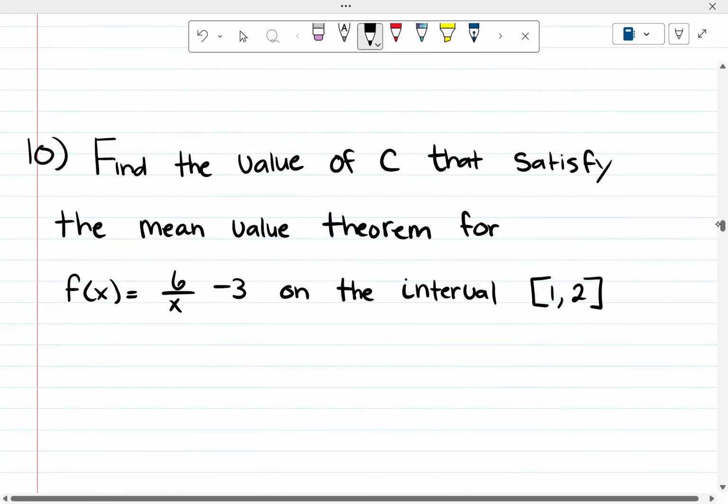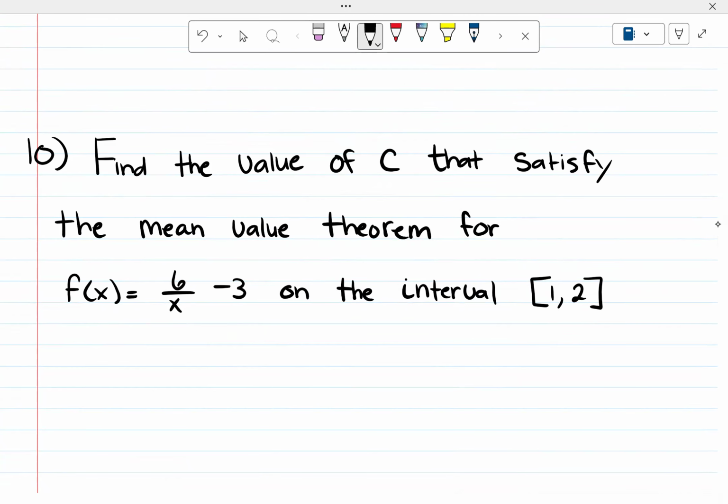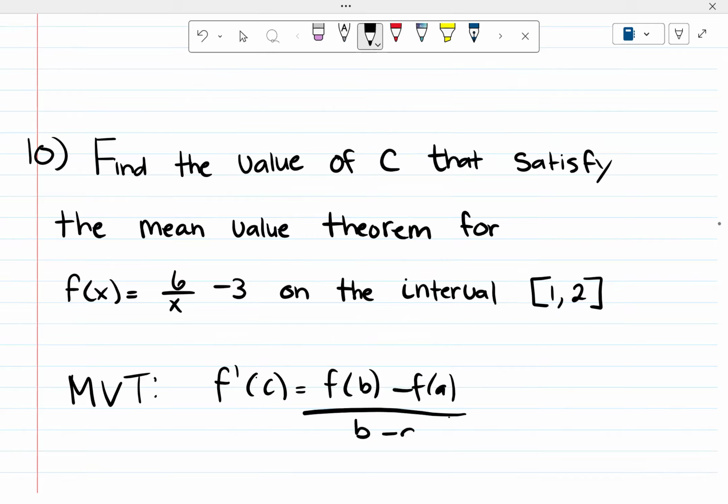Okay, number 10 says find the value of C that satisfies the mean value theorem for f of x equals 6 over x minus 3 on the interval 1 to 2. So what is the mean value theorem? We kind of did that one on a previous problem. MVT, abbreviated as mean value theorem, is basically this. F prime of C is equal to f of B minus f of A all over B minus A, right?